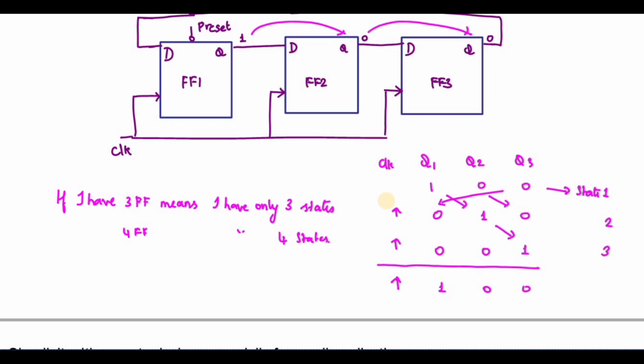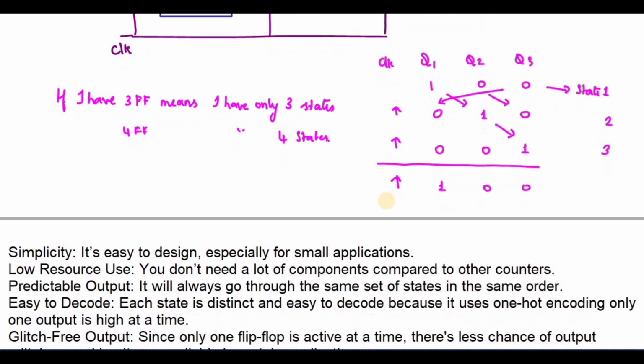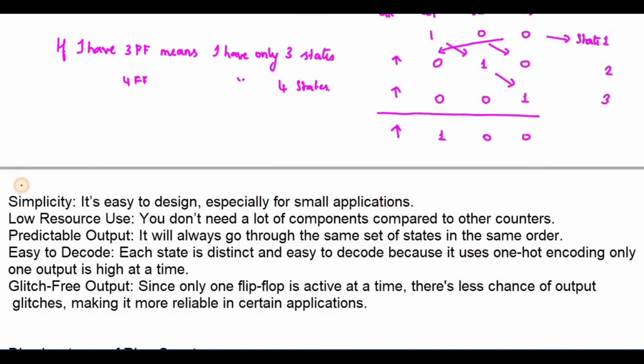So let us discuss the advantages of this circuit. Okay, so it is very simple, right? It is easy to design, and it is used for small applications, and it uses low resources. So you don't need a lot of components. You require only D flip-flops or T flip-flops, and you will get a predictable output. So it will always go through the same set of states in the same order, right? And it is easy to decode.